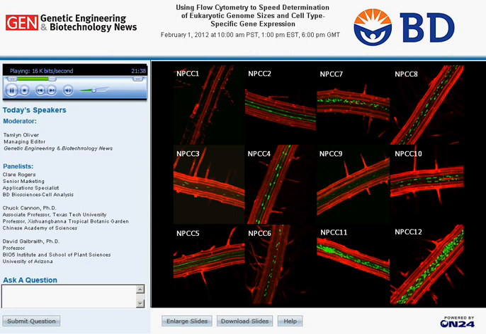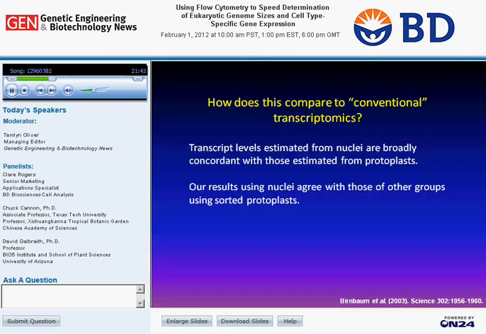On the next slide, you might reasonably ask, how does this compare to conventional transcriptomics? We have shown in my lab, and I won't go into the details, that transcript levels estimated from nuclei are broadly concordant with those estimated from protoplasts, and our results using nuclei agree with those of other groups using sorted protoplasts. And one of the references down below is the collaboration with Philip Bentley's lab.